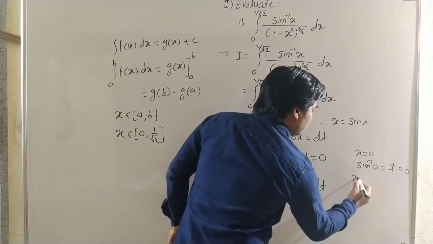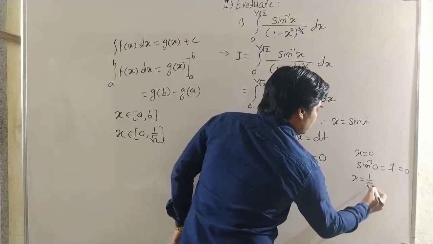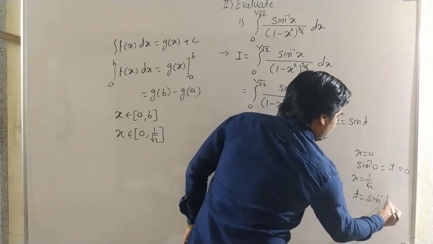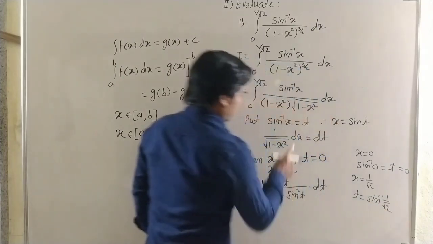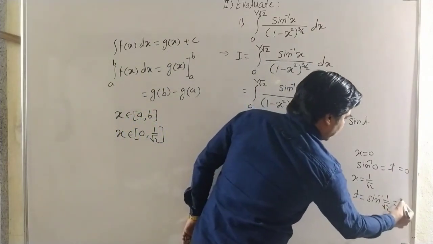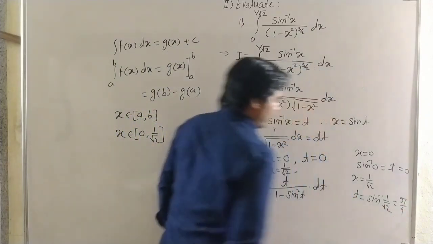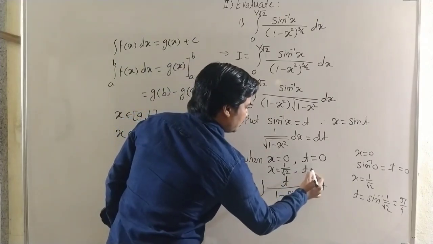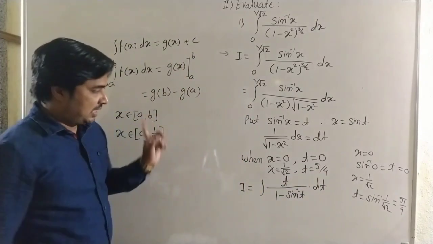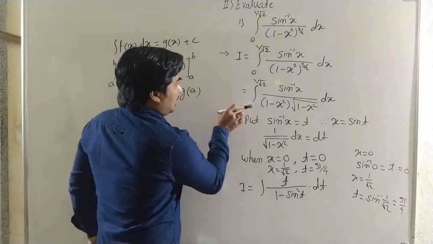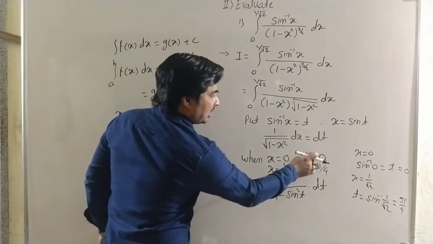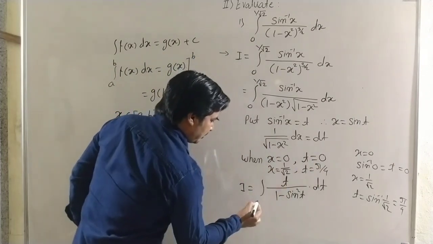Now when x is equal to 1 by root 2, t is equal to sin inverse of 1 by root 2. Since t is equal to sin inverse x, therefore t is equal to sin inverse of 1 by root 2, which is pi by 4. Now for x the limit is 0 to 1 by root 2, and for t the limit is 0 to pi by 4.